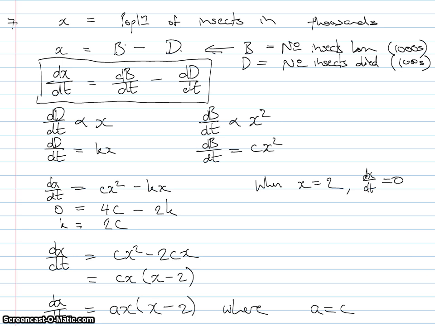What does part 2 of this want us to do? After we've shown that this equation holds, what do we have to do next? We have dx by dt is equal to ax(x - 2). We're told that x equals a initially. Find an equation relating a, x, and t. So when time equals 0, x equals a. What does that mean? Well, first of all, let's look at this equation up here.